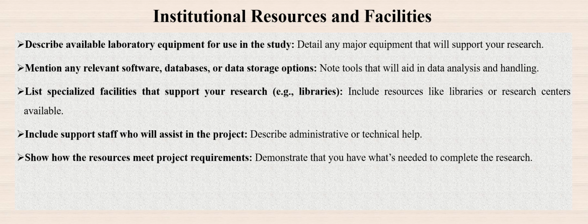List specialized facilities that support your research, for example, libraries. Include resources like libraries or research centers available. Include support staff who will assist in the project. Describe administrative or technical help. Show how the resources meet project requirements. Demonstrate that you have what's needed to complete the research.